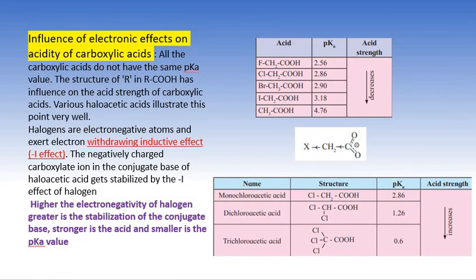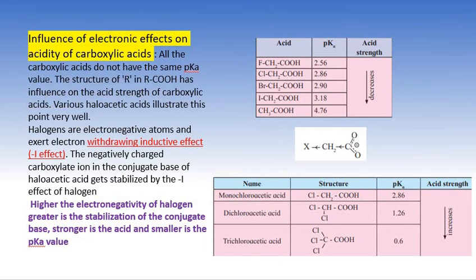Now, influence of electronic effect on acidity of carboxylic acid. All carboxylic acids do not have the same pKa value. The structure of R in any carboxylic acid has an influence on the acidic strength of the carboxylic acid. Various halo acids, where a halogen substitutes the hydrogen of the alkyl group, illustrate this point very well.